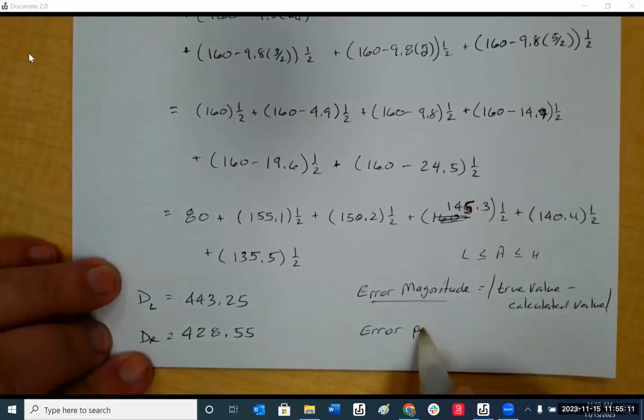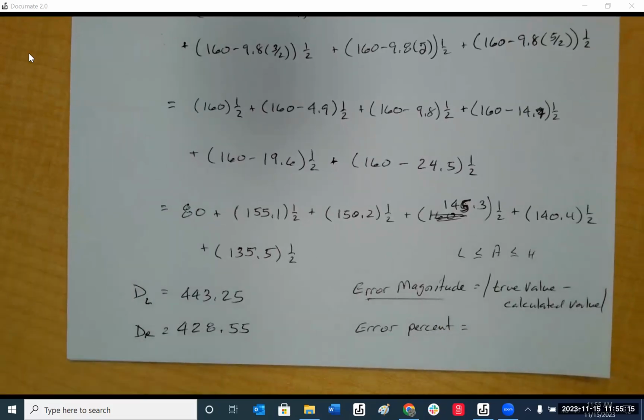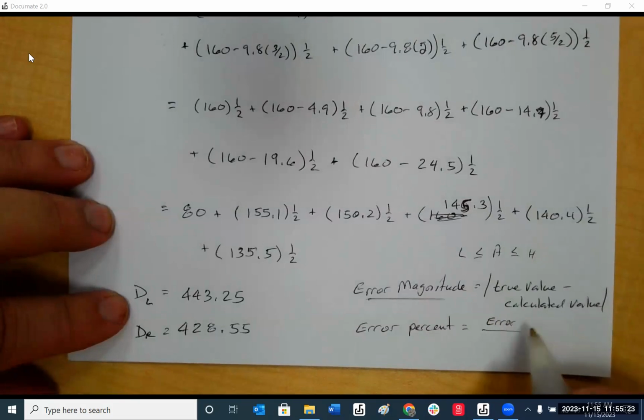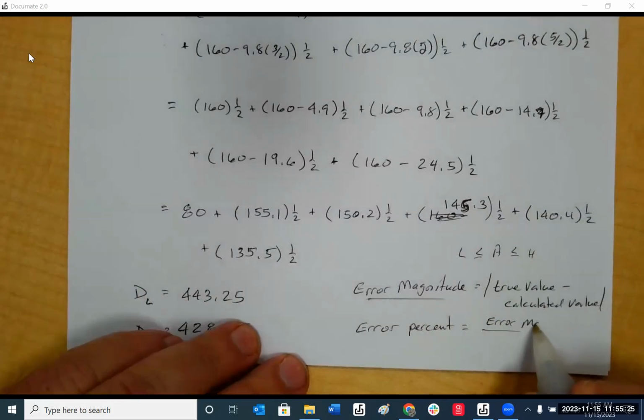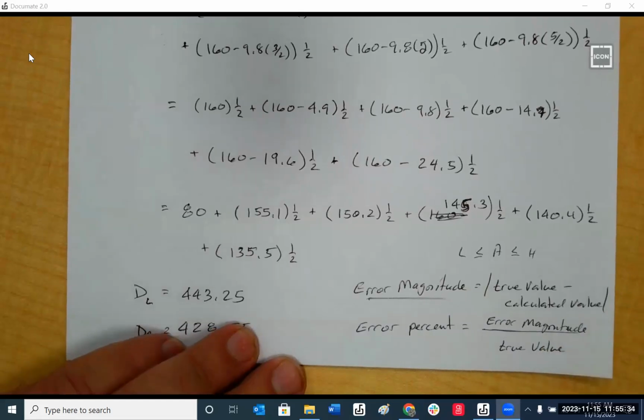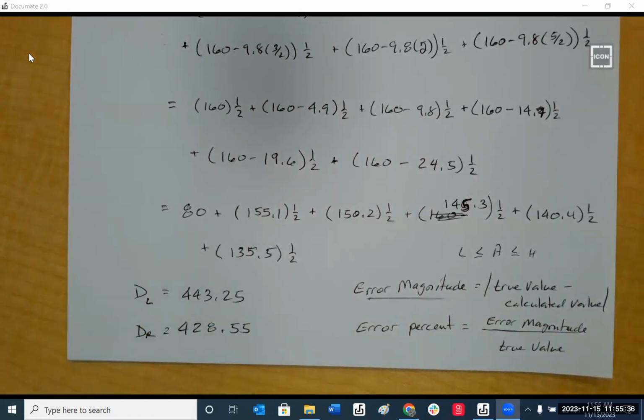And the error percent is just that. It's how far our error magnitude, the part, is from the total, which is the true value. Again, that ratio, the smaller we can get it, the better.